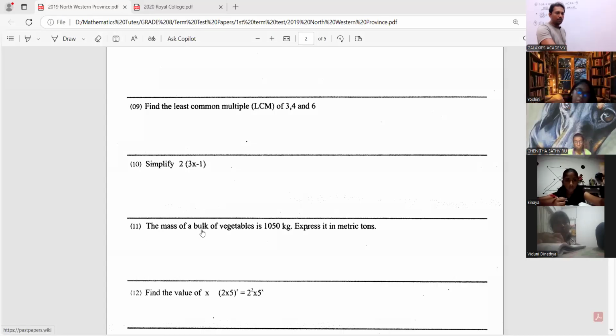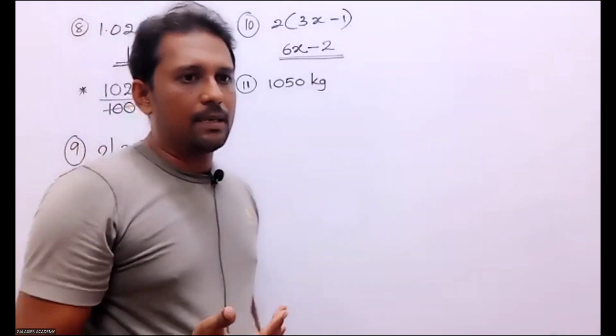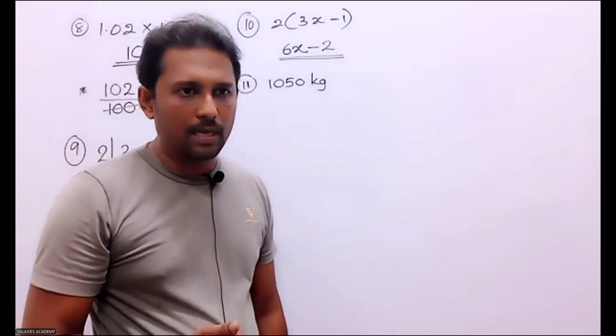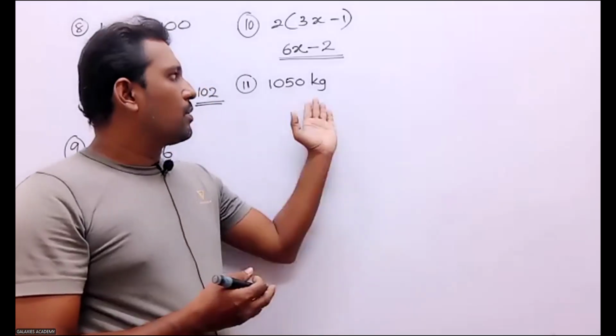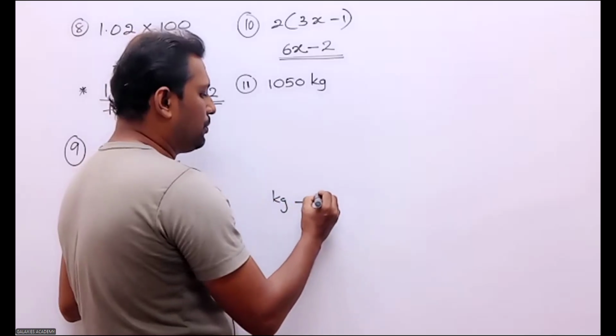Right. Question number 11. The mass of a bulk of vegetables is 1050 kilograms. 1050 kilograms. You have to convert this kilogram value into metric tons. Think about the relationship between metric tons and kilograms. 1 metric ton equals 1000 kilograms. Kilograms you have to convert into metric tons.